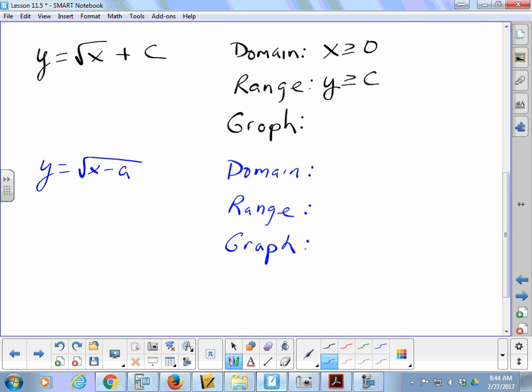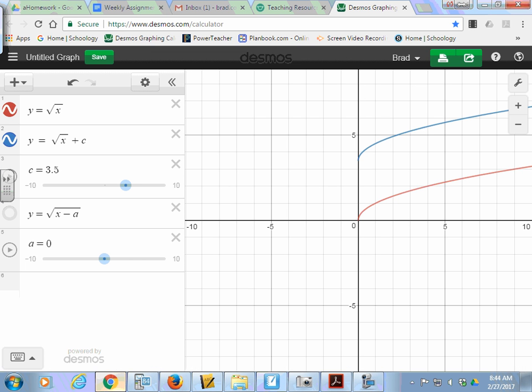So what happens to the graph? If c is greater than 0, it goes up. If c is less than 0, it goes down. Hopefully you found that out. Hopefully you did a nice little write-up of what happened there. Okay, so look at the other one. If we have x minus a, in other words, it's underneath the square root sign now. Plus c was a vertical translation. The graph went up if c was positive, and down when c is negative.